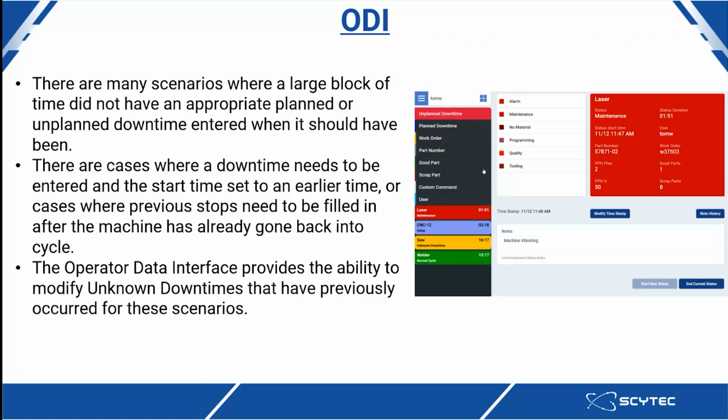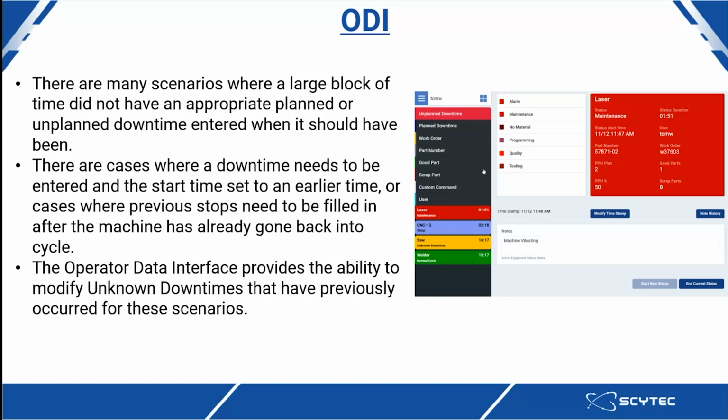And there are many scenarios where a large block of time did not have an appropriate planned or unplanned downtime entered when it should have been. There are cases when a downtime needs to be entered and the start time set to an earlier time, or cases where previous stops need to be filled in after the machine has already gone back into cycle. The operator data interface provides the ability to modify the unknown downtimes that have previously occurred for these scenarios.